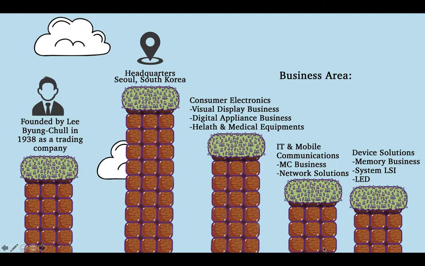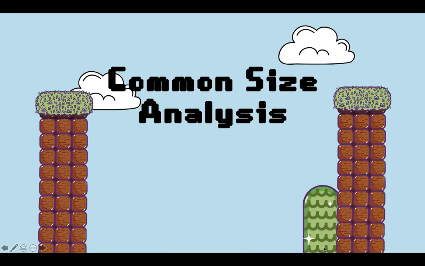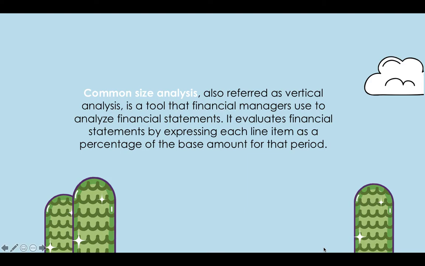In this analysis of the financial statement, we use two kinds of analysis. The first one is common size analysis, the second one is ratio analysis. The first tool that we are going to use to analyze the financial statement is common size analysis. Common size analysis is a tool used to evaluate a financial statement by expressing every component as a percentage of the base amount for that period.